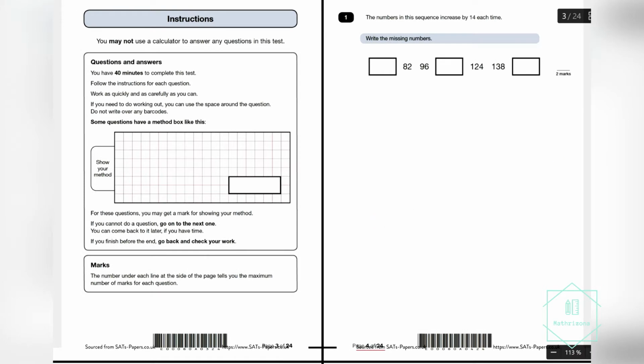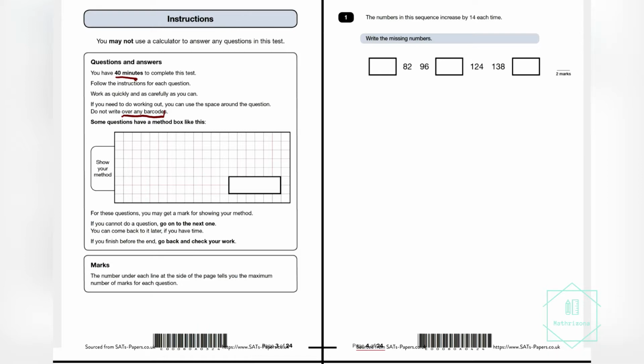Instructions. Always read the instructions before we start the exam. You have 40 minutes to complete the test and follow the instruction for each question. Work as quickly and as carefully as you can. If you need to do working out, you can use the space around the question, but definitely do not write over any barcodes because those are used for marking.